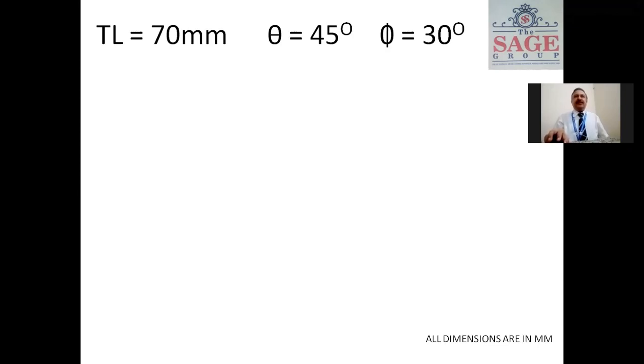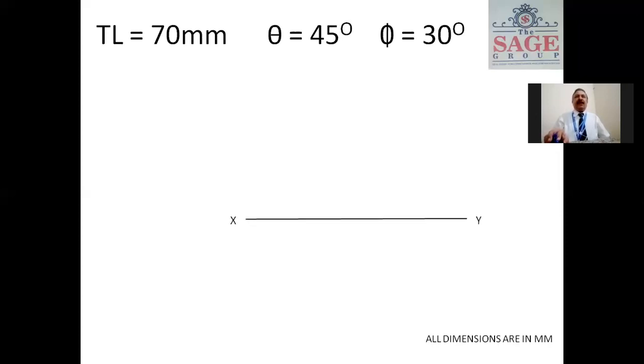The first question is, when true length, theta and phi are given. The true length of the line is 70 mm, and the line is inclined 45 degrees to HP and 30 degrees to VP. So draw the projection of the straight line.